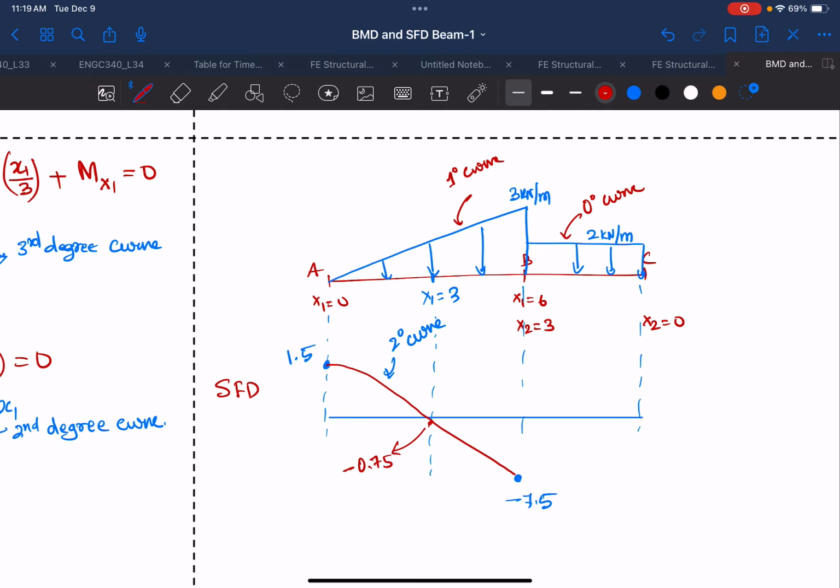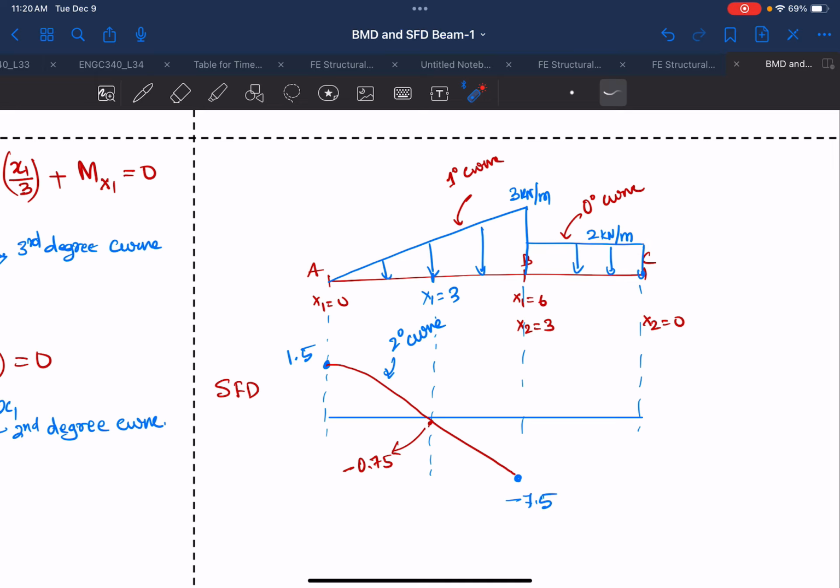So what did you find the relationship here? You'll see that if the load is 1 degree, your shear force will be 2 degrees. The relationship between the load distribution curve and shear force is that they always increase by 1 from load to shear force, and then from shear force to bending moment it increases by 1. So here you have a straight line which is 1 degree, and here a curve of 2 degrees, and when you draw the bending moment, you should expect a curve of 3 degrees.